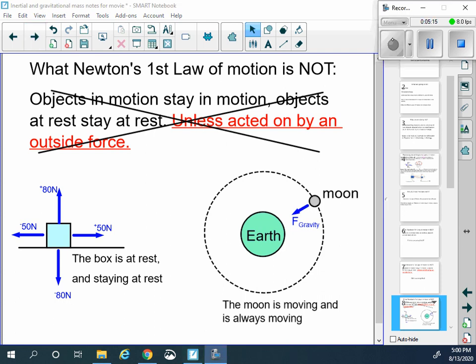Likewise, we have the moon orbiting the Earth. Why does the moon orbit the Earth? We all know there's a force of gravity pulling down on the moon towards the Earth, but the moon is in motion. And if objects in motion stay in motion unless acted on by an outside force, then this force of gravity should stop the moon and we should die. But we don't, and I'm very happy that that's the case. I'm very happy that the moon is not going to kill us.